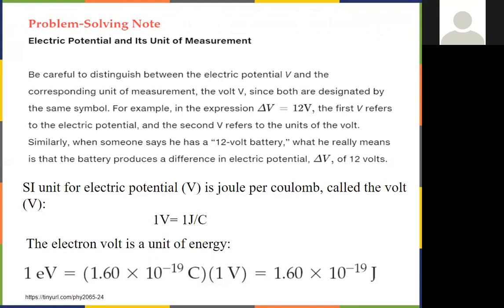All right, there's another unit you might be seeing. It's called the electron volt. That's for energy. It's for one electron charge that goes through a potential difference of 1 volt. So it's e, which is 1.6 times 10 to the negative 19 coulombs, times 1 V. That gives you 1.60 times 10 to the negative 19 joules.